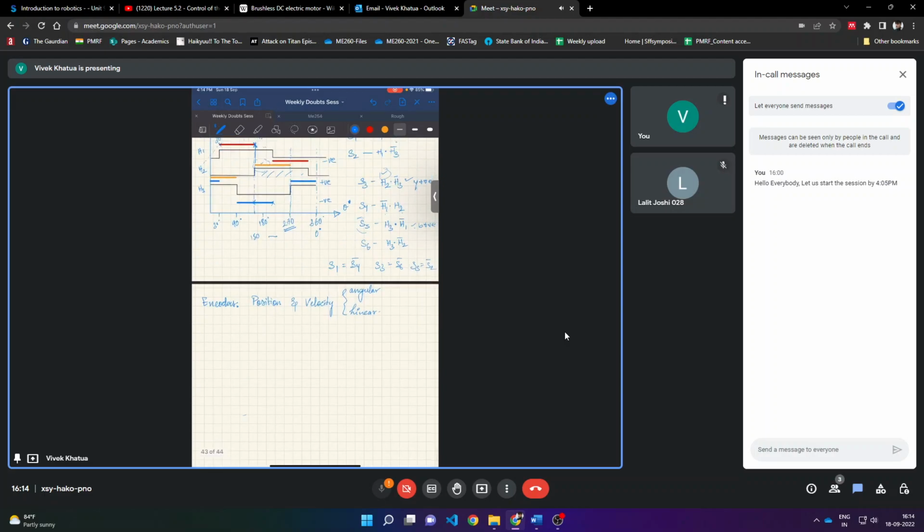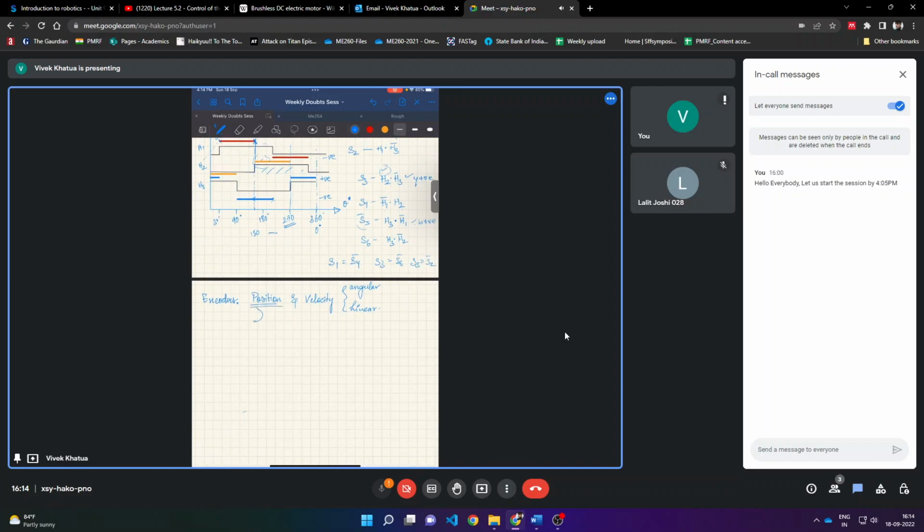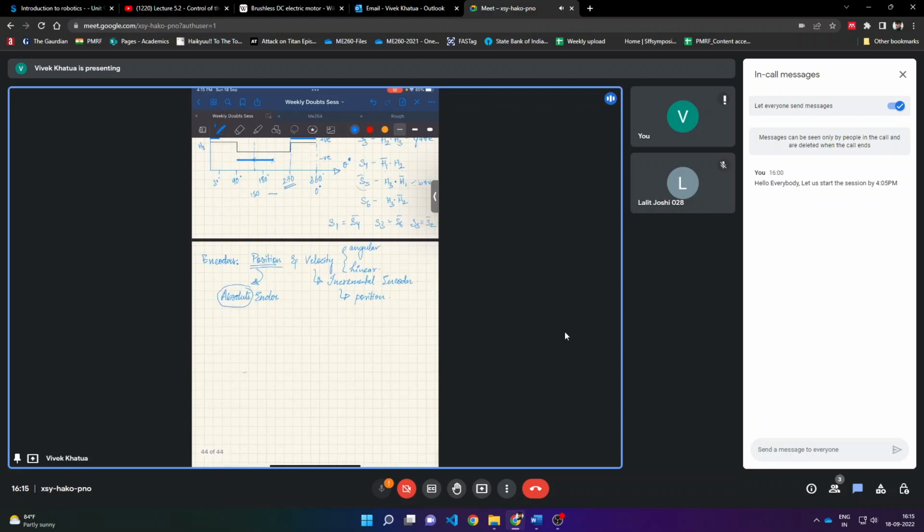For a position feedback, like absolute position, I would use something called an absolute encoder. I can use an incremental encoder for position sensing, but I will have to be sure where I'm starting from. Then only I can get a sense of absolute, or else I'll have incremental position. So these are the two types of encoders.